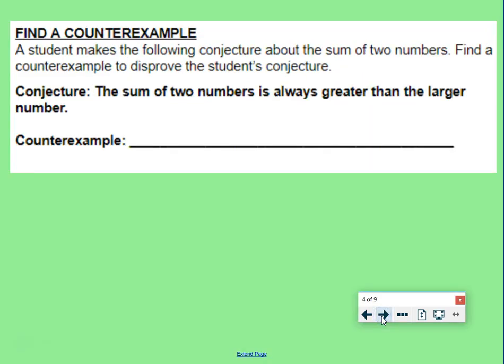Find a counterexample. Remember, that's a specific case that shows your conjecture is false. So a student makes the following conjecture about the sum of 2 numbers. Find a counterexample to disprove the student's conjecture. Conjecture: the sum of 2 numbers is always greater than the larger number. So, for example, if we say 6 plus 9, that means your sum should be bigger than 9, which it is, 15. Can we find a counterexample?